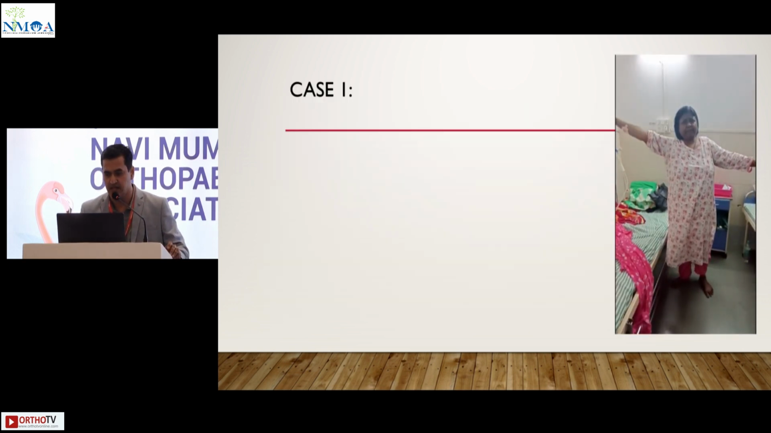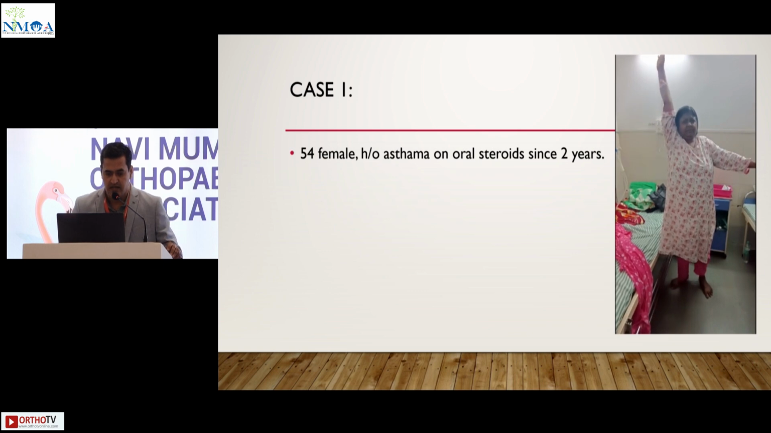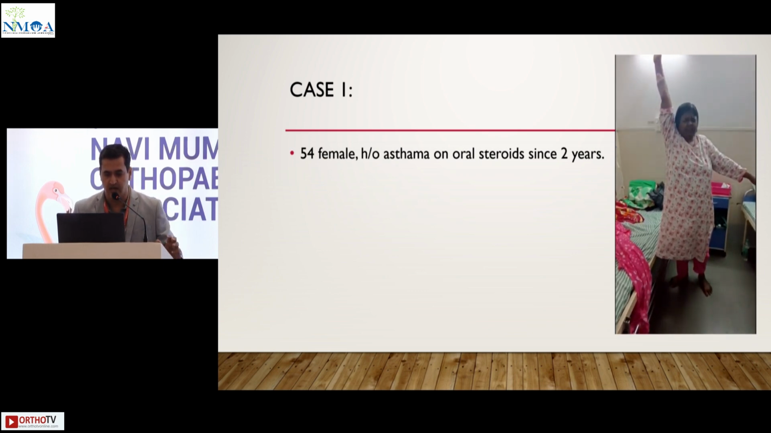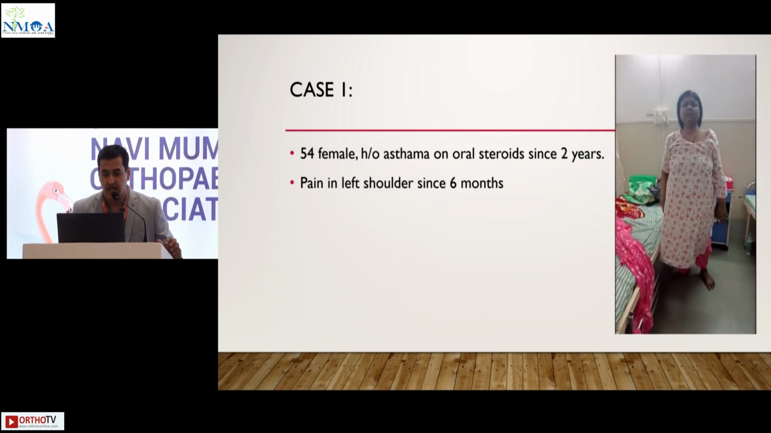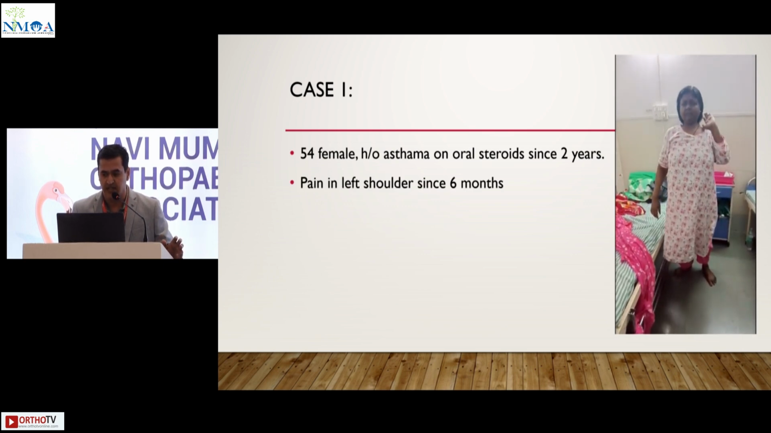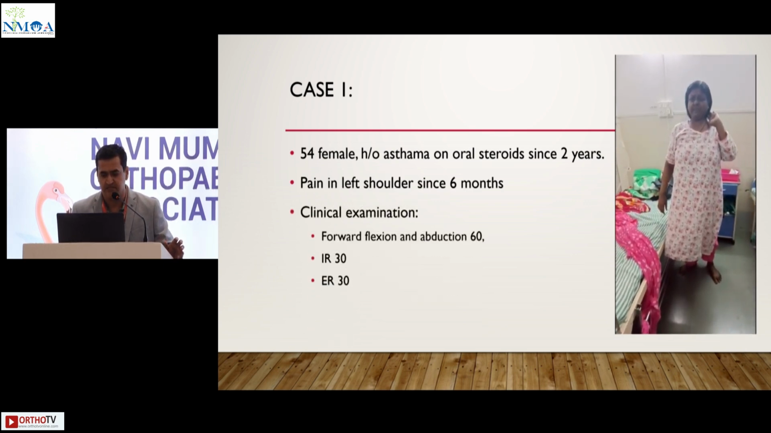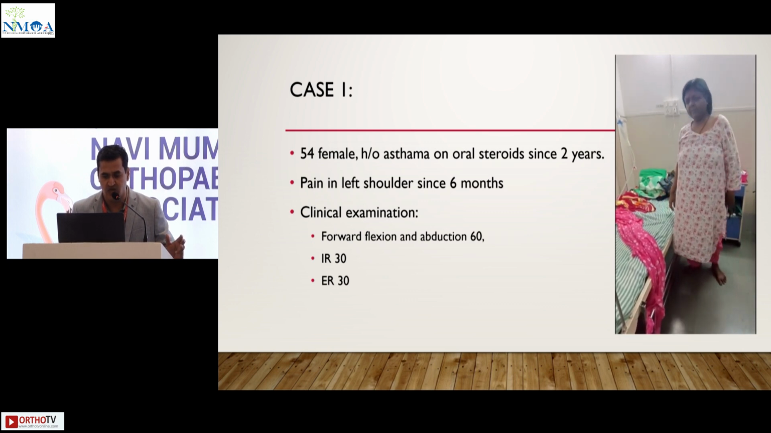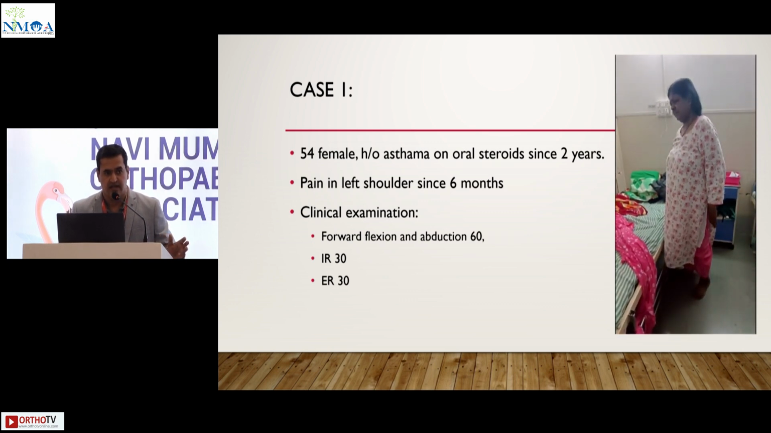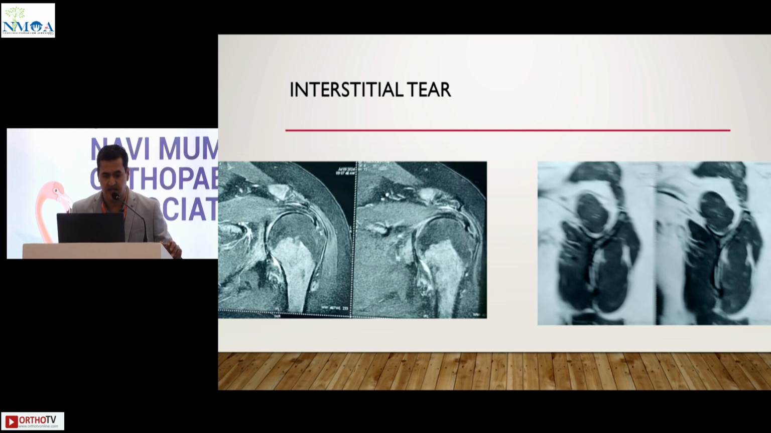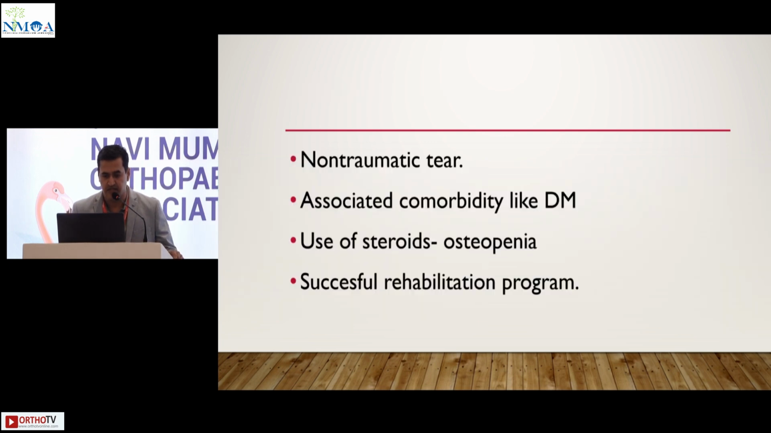Let us start with the first case. She is a 54-year-old housewife, asthmatic, on steroids since the last 2 years. She had severe shoulder pain since the last 6 months, unable to sleep at night. Clinical examination again shows weakness of forward flexion and restricted rotations. And here is her MRI showing an interstitial tear. Somebody said, please go and operate, and the patient was admitted for the same.